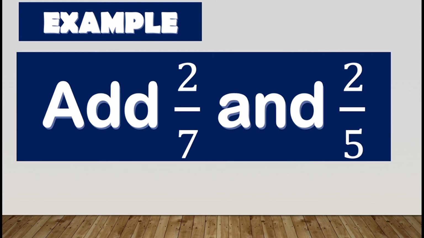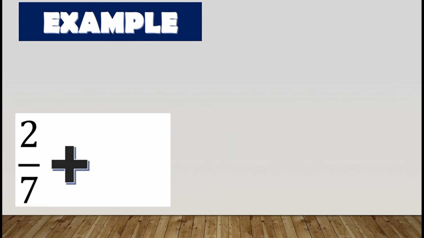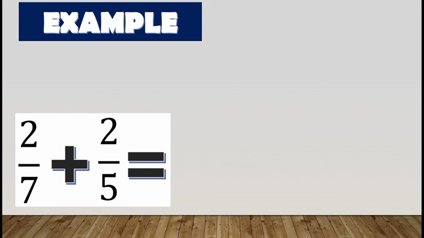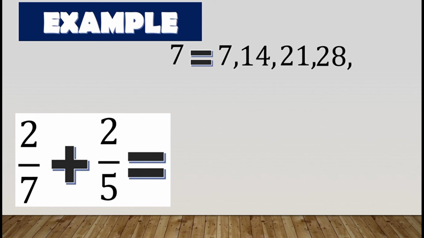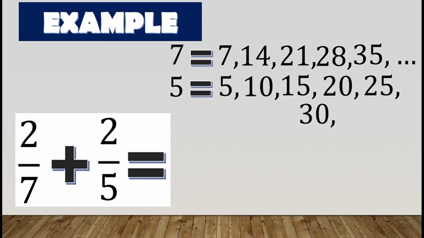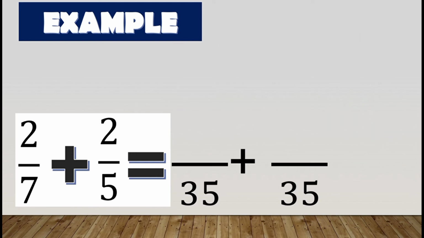Add 2/7 and 2/5. 2/7 and 2/5 can be simplified if we have a common denominator. So the first thing that we will do is to look for their common multiple. So let's start with 7. 7 has multiples 7, 14, 21, 28, 35, and so on, while 5 has multiples 5, 10, 15, 20, 25, 30, 35, and so on. So the LCM, least common multiple between 7 and 5, would be 35. Thus, 35 can be considered as their common denominator.